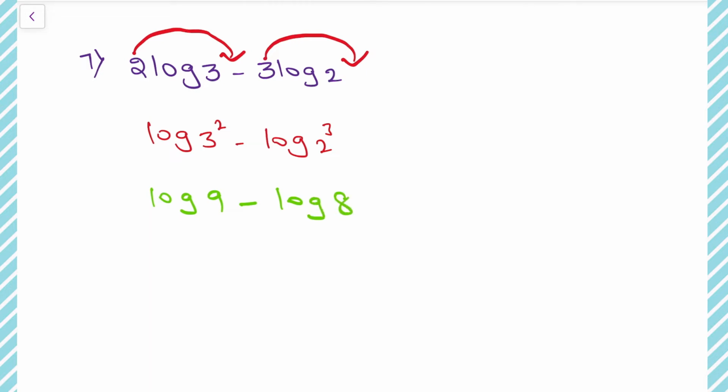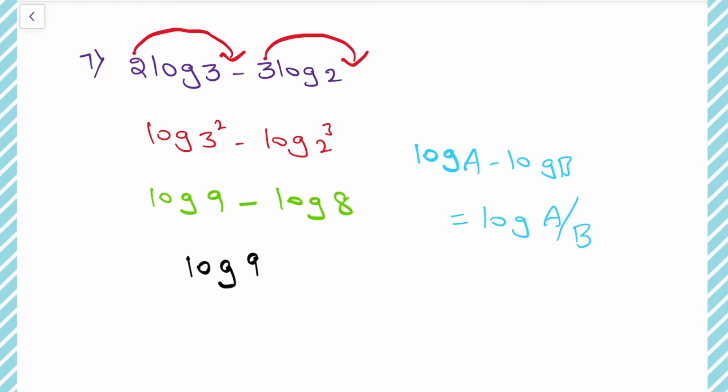Now this log 9 minus log 8 is in the form of log A minus log B. Log A minus log B is equals to log A by B. In simple terms, we can say in the logarithm, if minus is there, we will write it in the form of division. So it will become log only one time, 9 divided by 8.